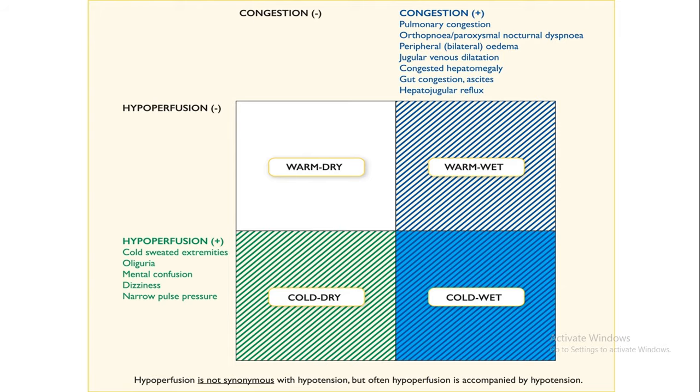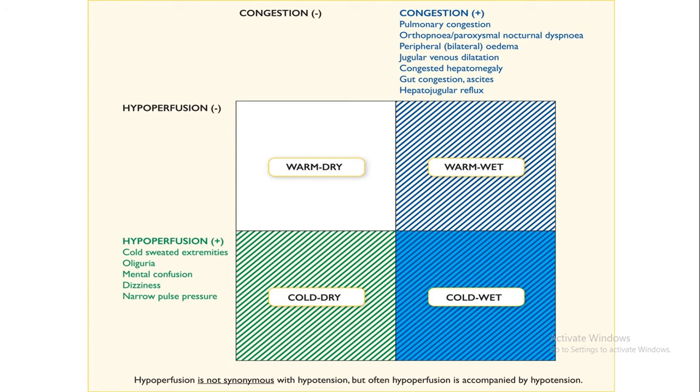What are the signs that help me to know if the patient is hypoperfused or not? If a patient is hypoperfused, he will be oliguric. He will have cold extremities. He will have delayed capillary refill. The patient might have some sort of dizziness and mental confusion, and he will have narrow pulse pressure or weak thready pulse. Okay. If the patient has these signs, or most of them, this patient is hypoperfused. This patient is cold. If he does not have these signs, this patient is warm.